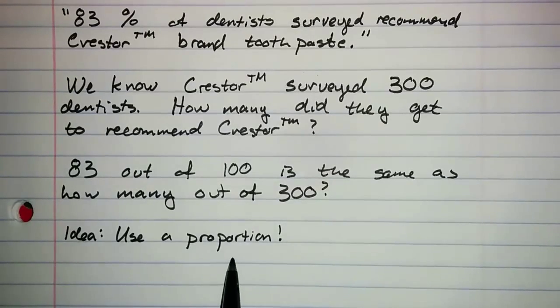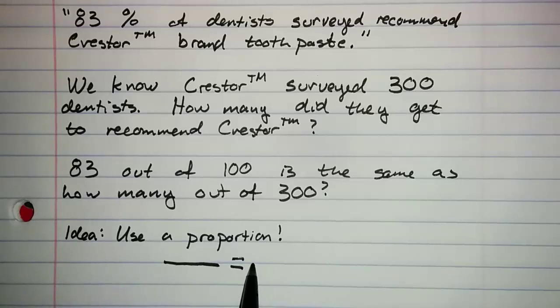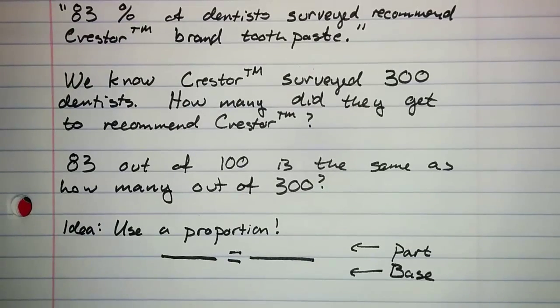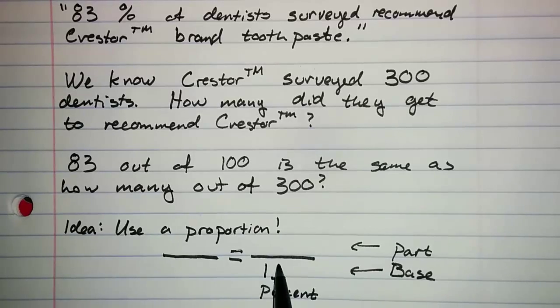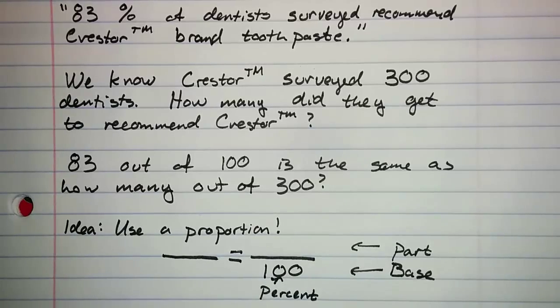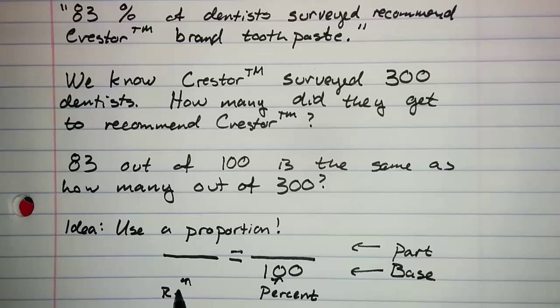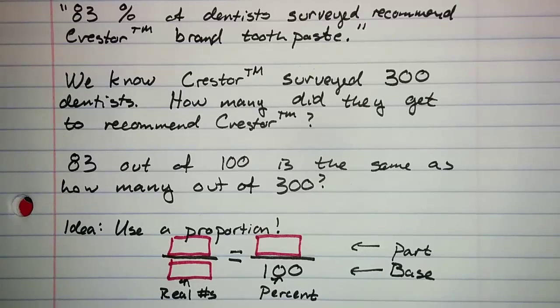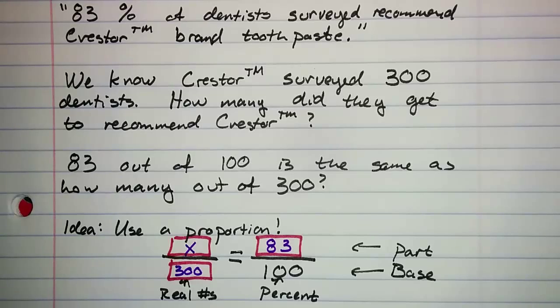And the way I'm going to get my ratios in my proportion is I'm always going to write part over base. I'm going to get one ratio from the percent, and that's always going to have 100 for the base. And then I'm going to get the other one from the real numbers. So the typical percent problem, as such, will give us 2 of these 3 values and ask us to find the other one.